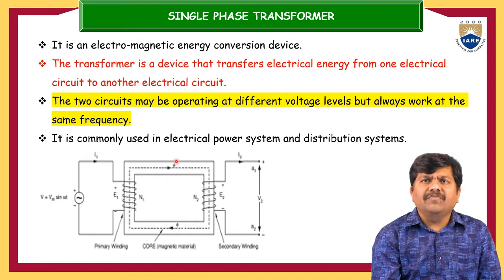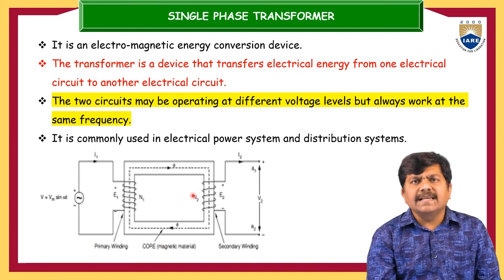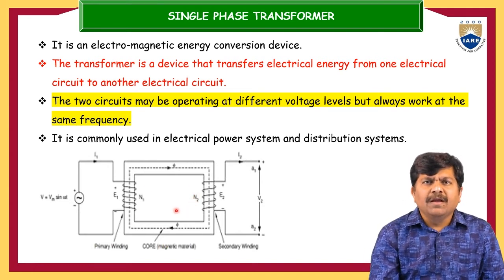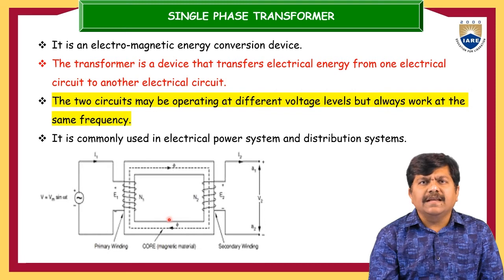Because of this MMF, there will be a magnetic flux. It will be generated at the primary, and it will pass on to the secondary winding, and it will come back to the primary winding. Like this, flux flows through the magnetic core, or the magnetic path, and this will be made with some special grade silicon material in order to reduce some magnetic losses like hysteresis and eddy current losses.